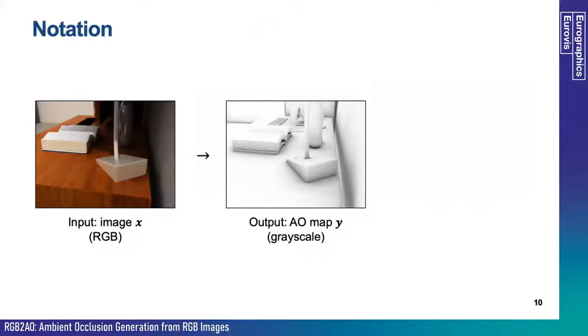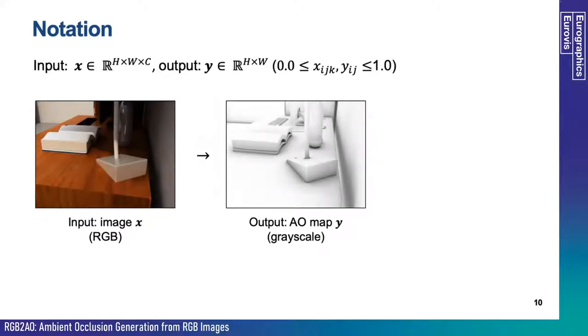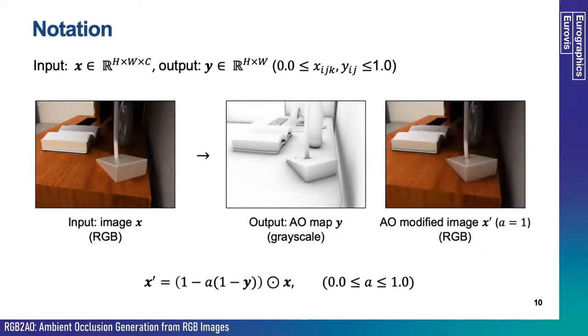Before going into the details of our model to generate AO, we introduce some notations. Formally speaking, the input is a three-dimensional image X, and the output is a one-dimensional grayscale image Y. All the values in both images are between 0 and 1. In addition, at test time, we introduce a scalar variable A for controlling the strength of the AO effect, and finally produce X dash in which the AO effect is applied. Unless specified, we show the AO magnified result by setting A equal to 1.0.